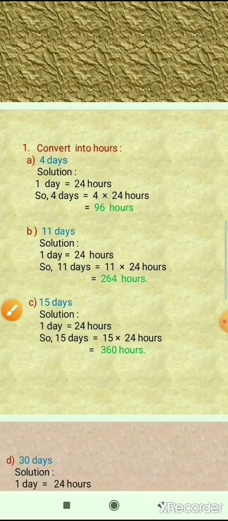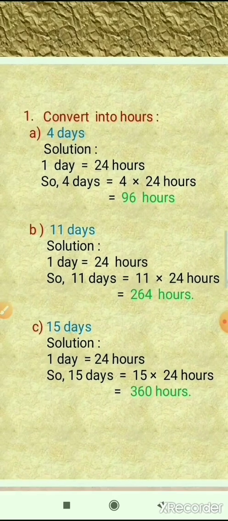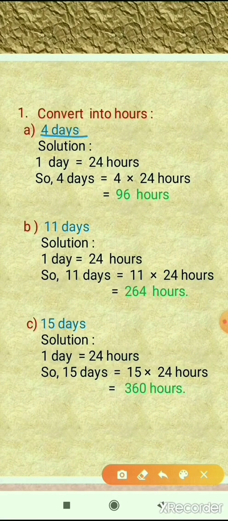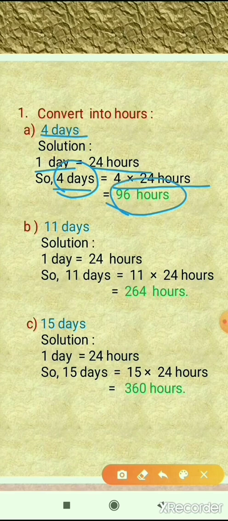Look here, see the first question, convert into hours. So see the first example, 4 days. Students, we know that 1 day is equal to 24 hours. So 4 days is equal to 4 multiplied by 24 hours. 24 fours are 96. So 4 days is equal to 96 hours. See student, how we convert? 1 day is equal to 24 hours. So 4 days is equal to 4 multiplied by 24. We get the product 96 hours.